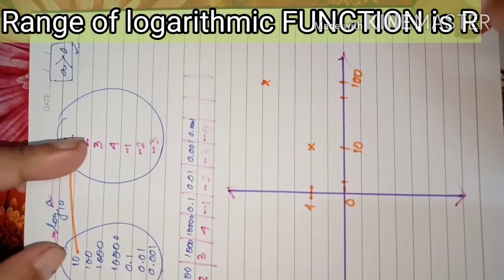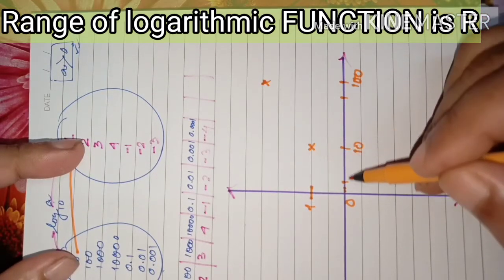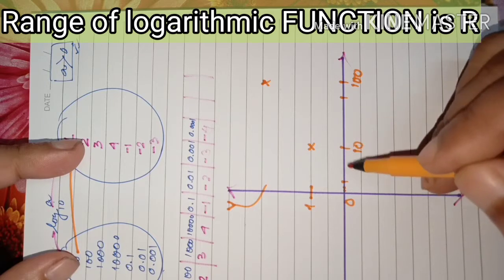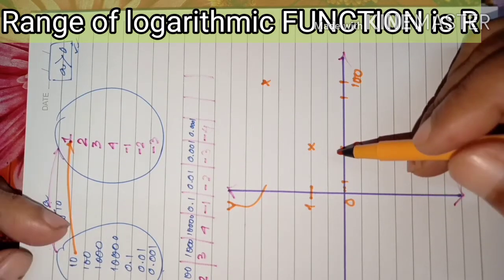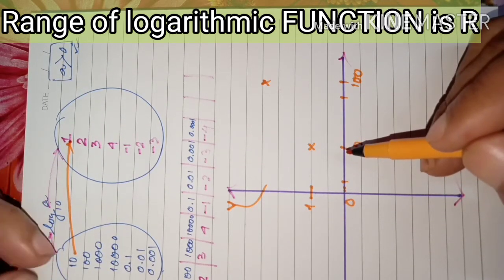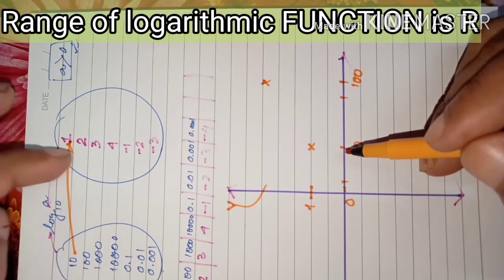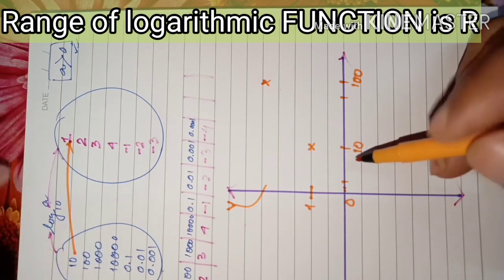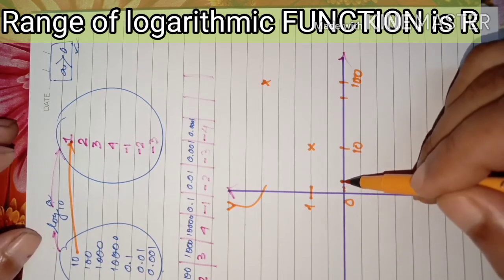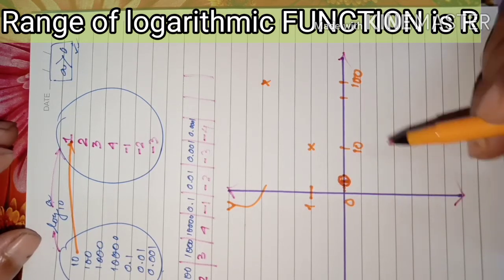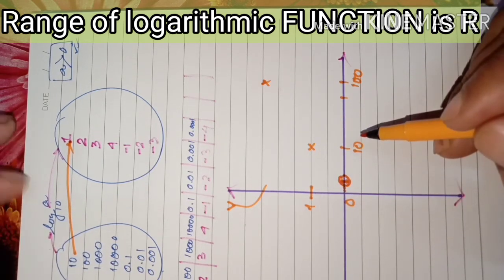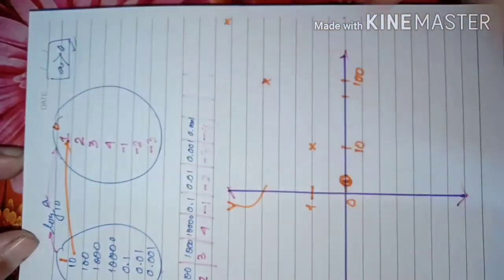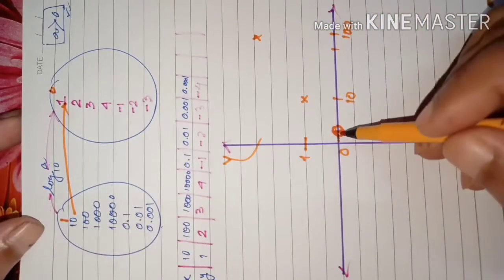So the values will go that way. As you are going closer to the y-axis on the x-axis, you will see for 10 it is 1, for 100 it is 2. Then for 1 it will be 0, just think: log of 1 is what? 0. So for 1 it will be 0 here, so there will be another point here.